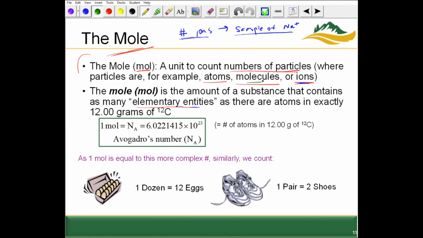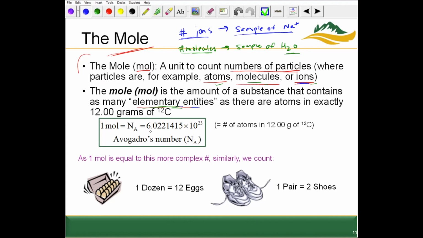What about for molecules? How many elementary entities are present in a sample of water? The elementary entity for water, we could be wondering, is the number of molecules of water in a sample of water. So it's a way to count the number of elementary entities, be it the number of atoms, molecules, or ions. We'll go through a few different examples with these calculations.